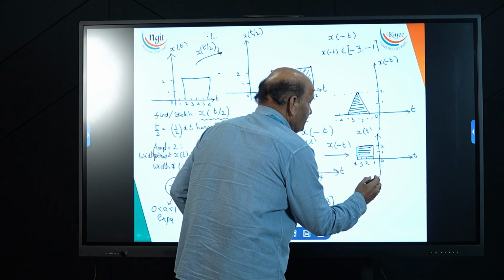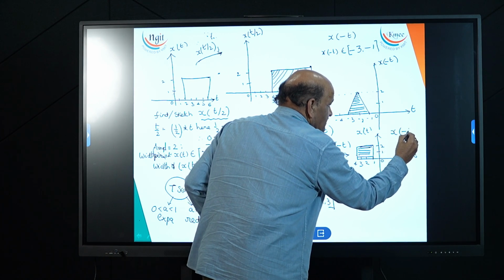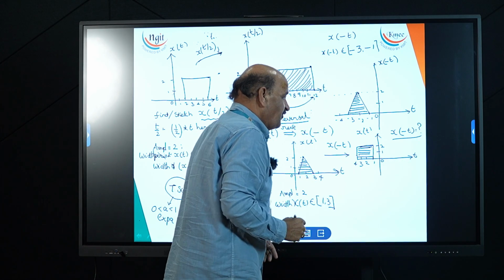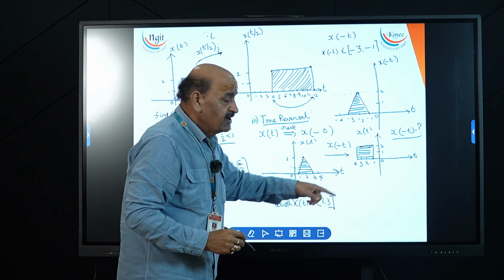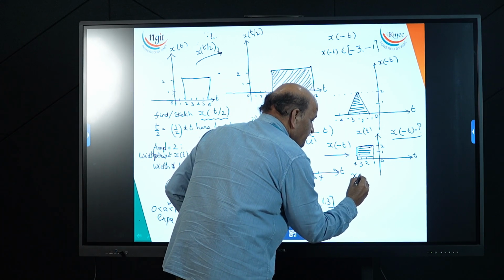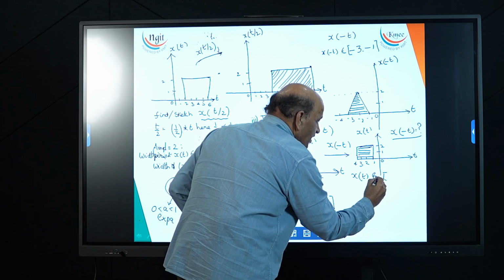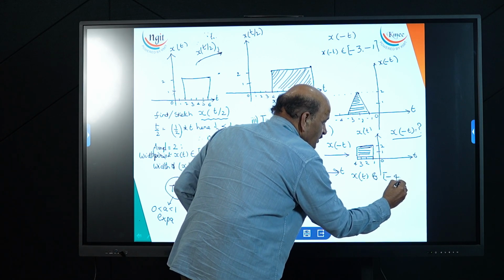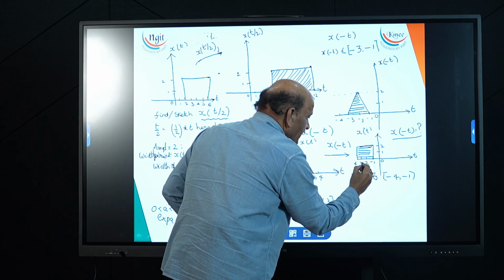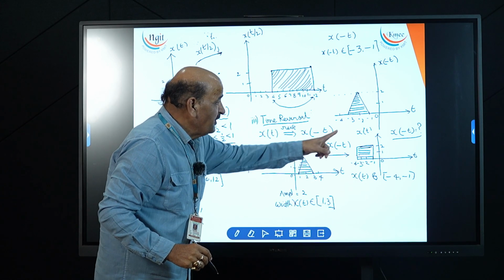Now for this signal, what they ask is, find x of minus t. What is x of minus t? That means sketch the graph of x of minus t. So for this one, students have to find the width of the given signal. The width belongs to which interval? Minus 4 to minus 1, because it is on the negative axis: minus 1, minus 2, minus 3, minus 4, negative axis.